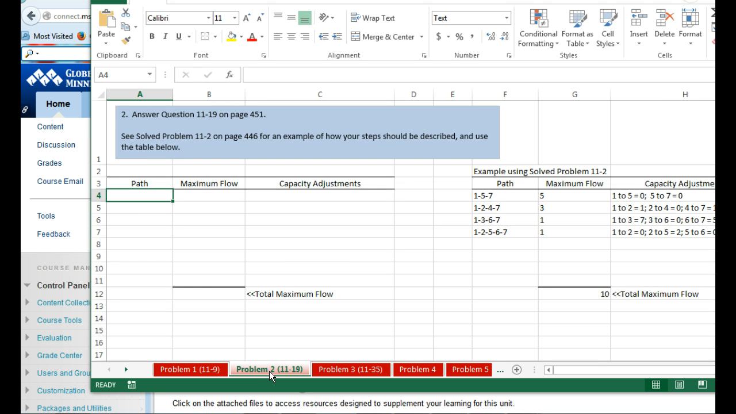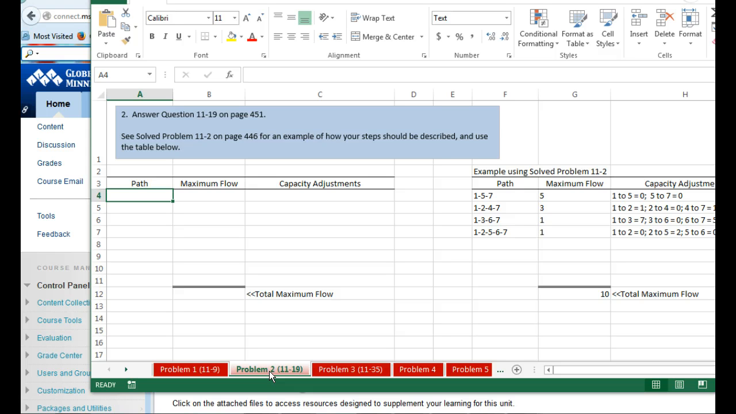Now, problem 2, you're going to work problem 11-19. It's on page 451. And again, there's an illustration that goes along with that problem that's on the same page. So you're going to solve that for your homework. The example of that problem with a solution is on page 446.